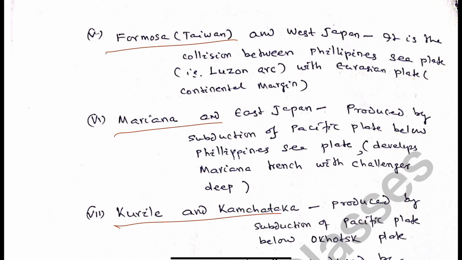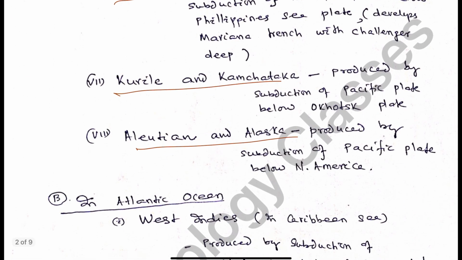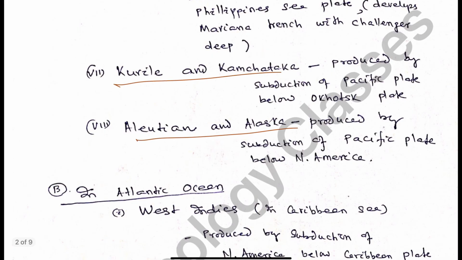So all these islands are present in the Pacific Ocean, and they are the result of subduction of an oceanic plate below the continental plate, as a result of which these islands have been produced, and these are the island arcs in the Pacific Ocean.